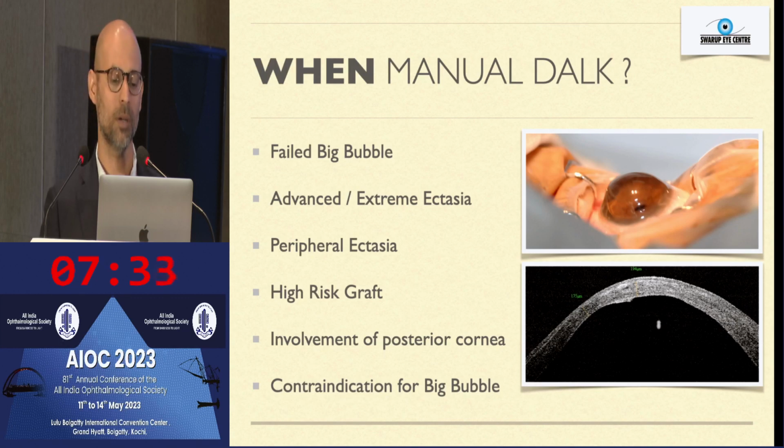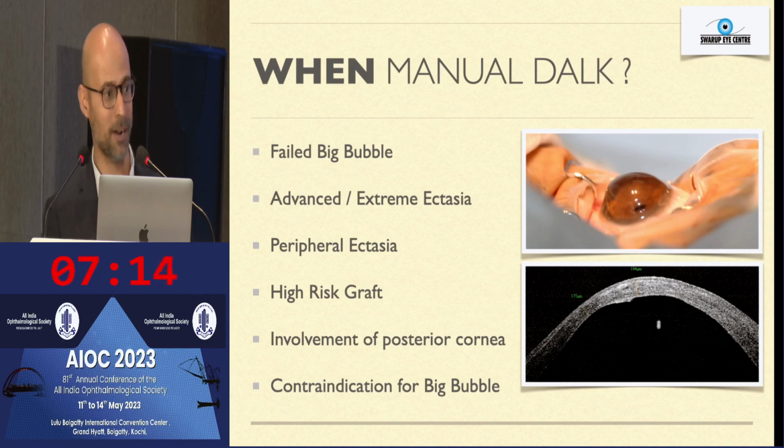In extreme ectasias like in the picture there, the big bubble, we know, doesn't go beyond the central 8 mm or so of the cornea. So if you have a peripheral ectasia, it won't really dissect in that area, so you might want to use a manual technique. Or if you have an extreme ectasia where the working space is less, high-risk grafts where you just don't want to have a perforation or a type 2 bubble.